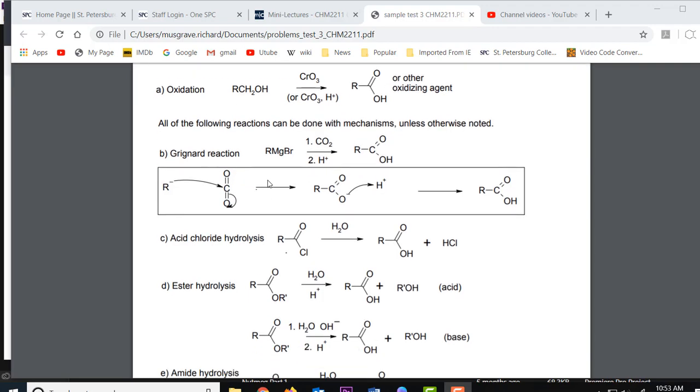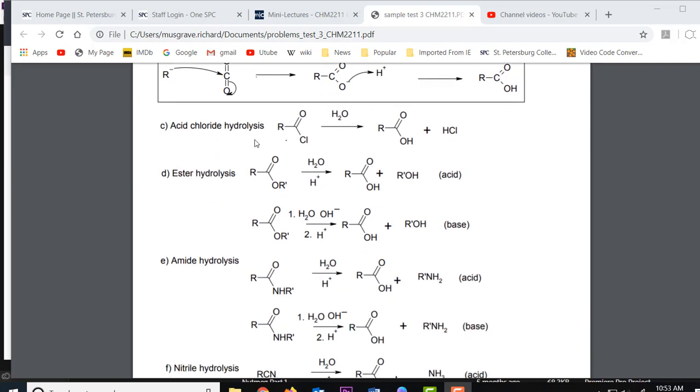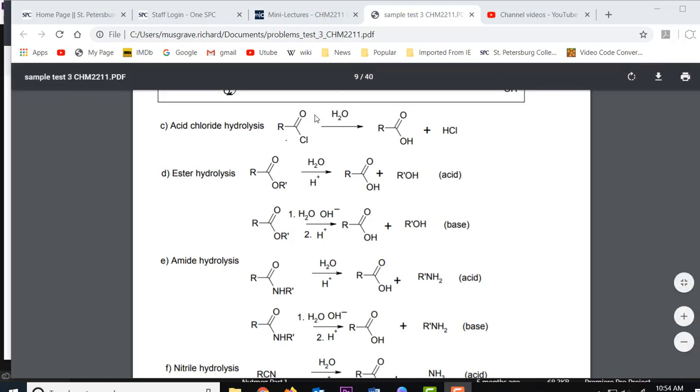The Grignard reaction, it's oddball slash basic. Anything with acid or base written next to it is either going to be acidic for acid or basic for base. So a lot of these do have acid and base written next to them. Acid chloride hydrolysis here, though, that's going to be neutral. Now, what classifies this as being neutral is the fact that there's nothing on the arrow that's positive or negative. It's just a neutral thing here.